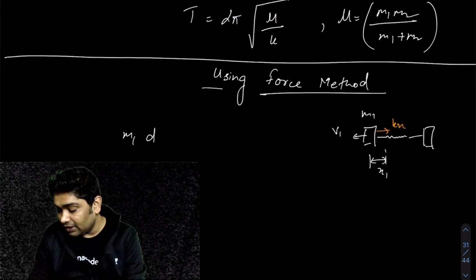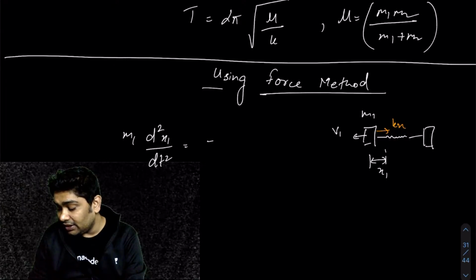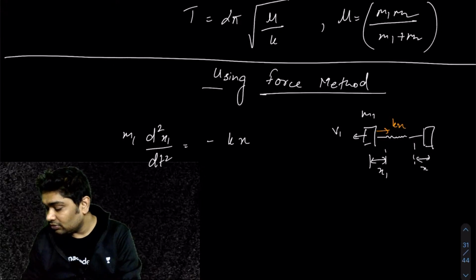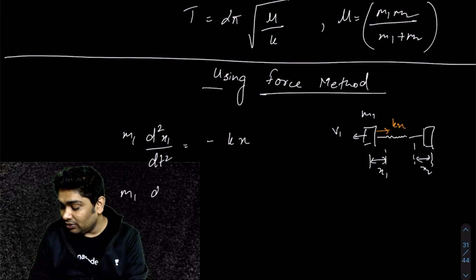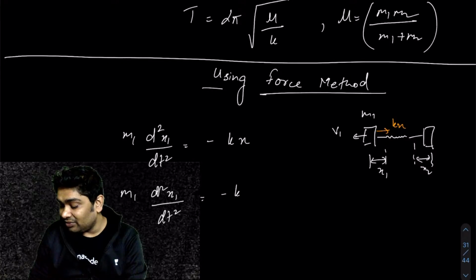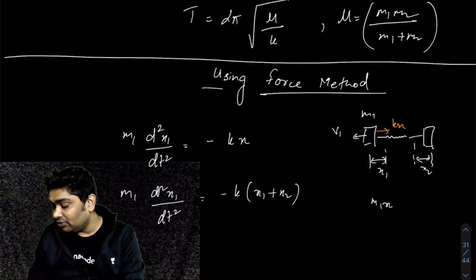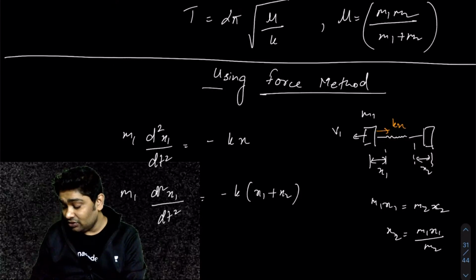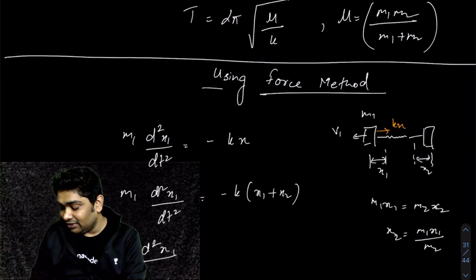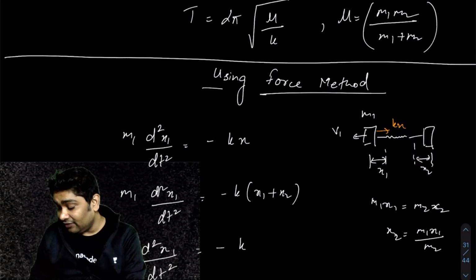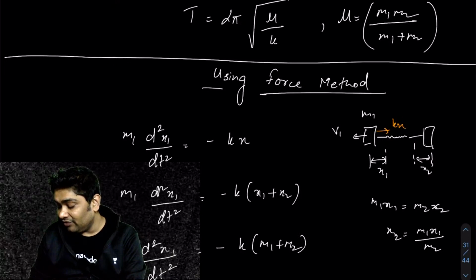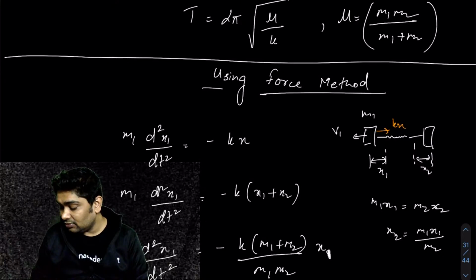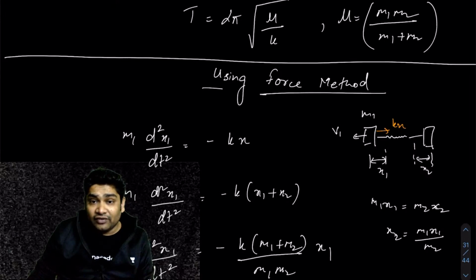So can I say m1 times d2x1 by dt2 would be equal to minus k times x. And x can be written as x1 plus x2, where this guy has shifted by x2. So I can rewrite this as m1 d2x1 by dt2 equals minus k times x1 plus x2. And again, you can write m1x1 equals m2x2 because the CM position cannot change. So x2 can be written as m1x1 over m2. If you replace that, you will get d2x1 by dt2 equals minus k times m1 plus m2 over m1 m2 times x1. So again, you're getting the same differential equation, which would have given you the same answer.